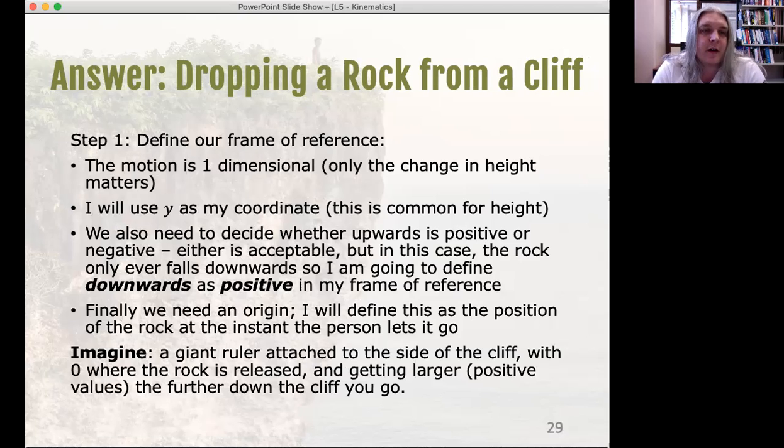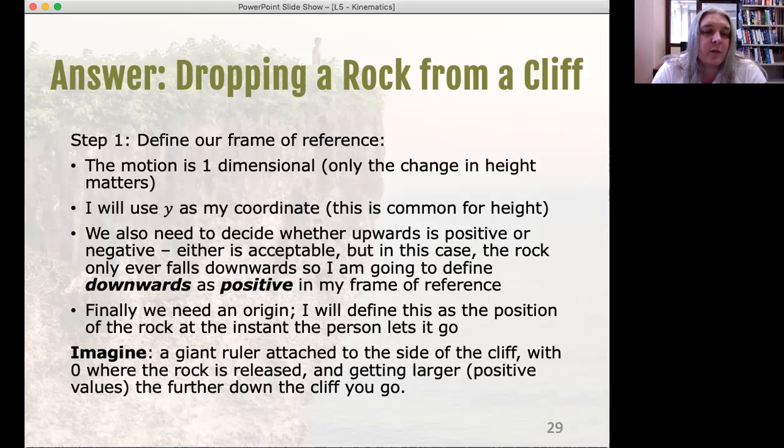First thing is to define our frame of reference. This motion is only one-dimensional since there's only height change. The rock is not moving sideways at all. I'm going to call that coordinate y, which is pretty common when you're dealing with height, but there's absolutely nothing to stop you calling it d or x. You can use any coordinate symbol you want.